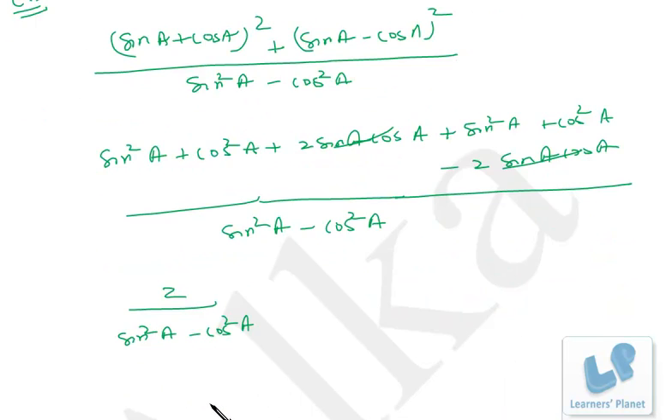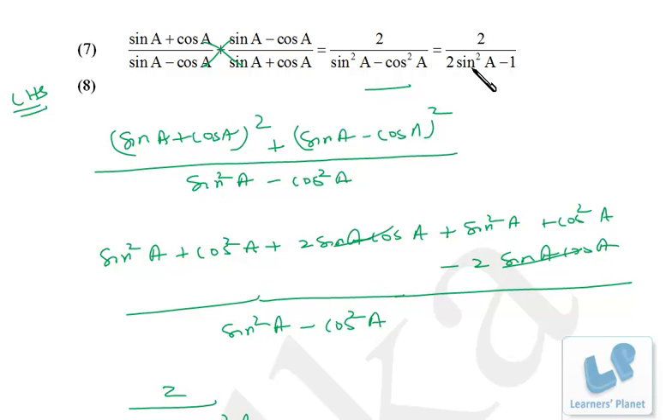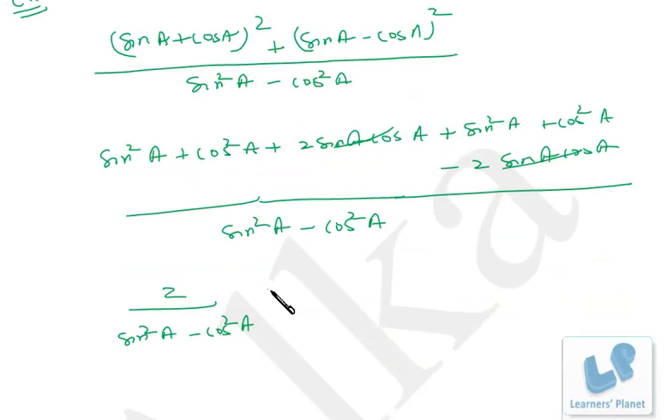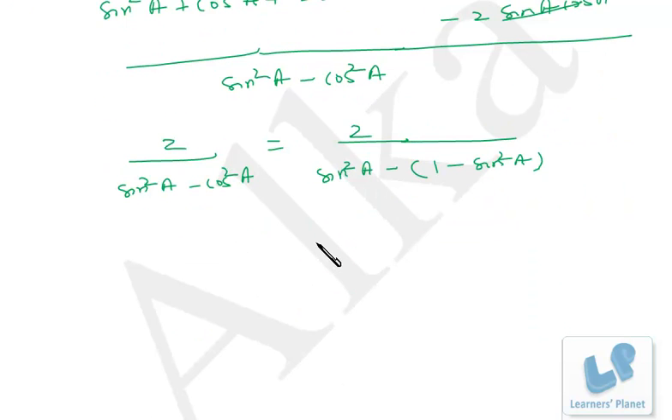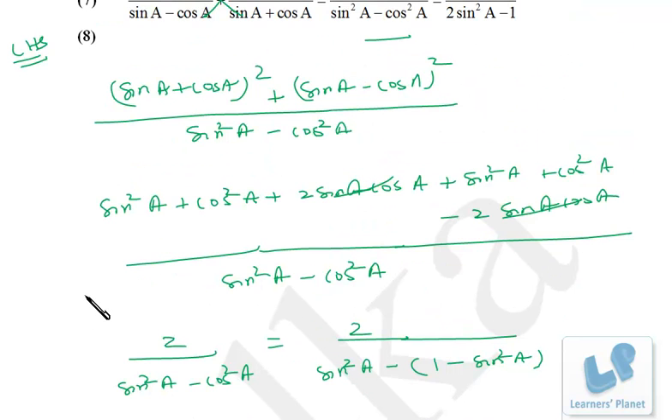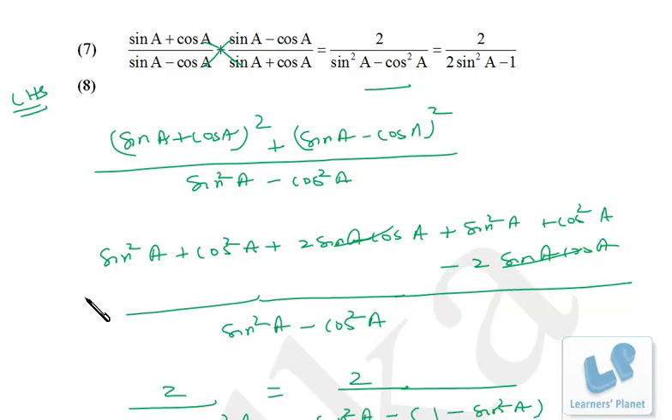Now for the second part, just observe carefully that there is no cos square A in this part, right? So what I do is I convert cos square A to sin square A. So what I can do is 2 upon sin square A minus 1 minus sin square A. That is the value of cos square A. So what I'll be getting, it's 2 upon 2 sin square A minus 1, right? That is also the other part, right? So the problem is just very simple. Just take the LCM and proceed. No complications are there. Okay, I hope you are clear.